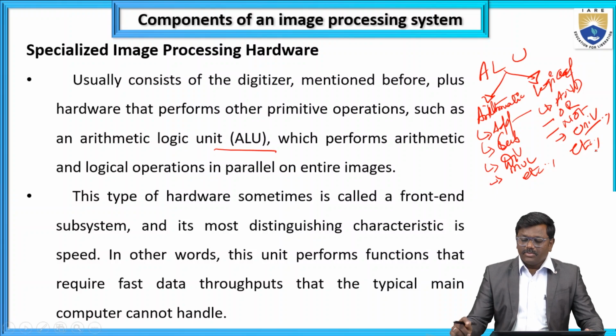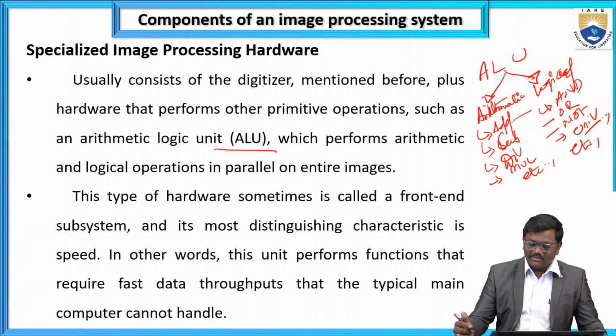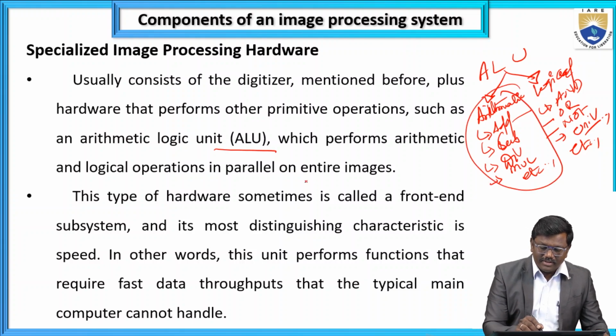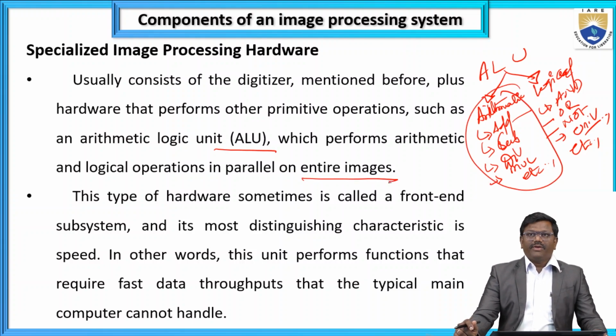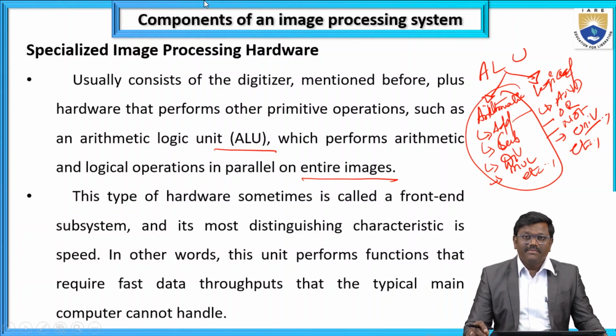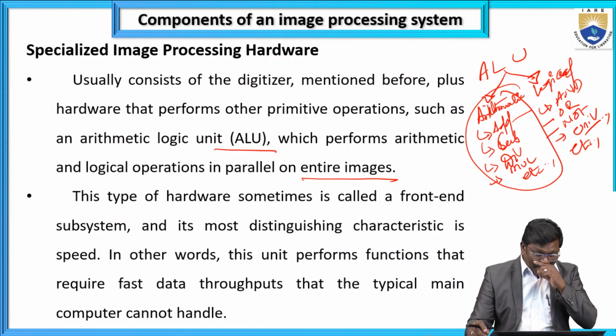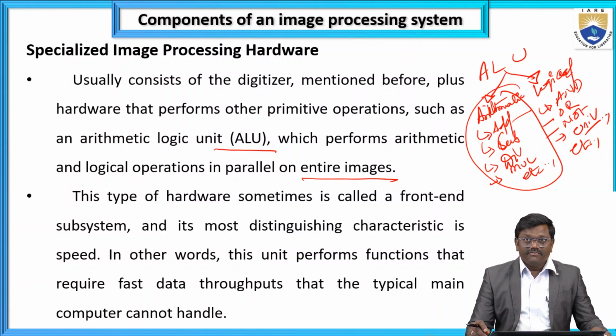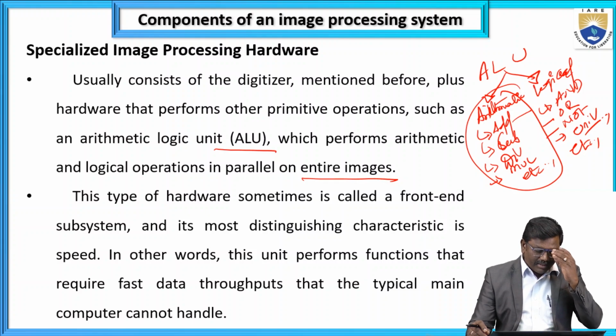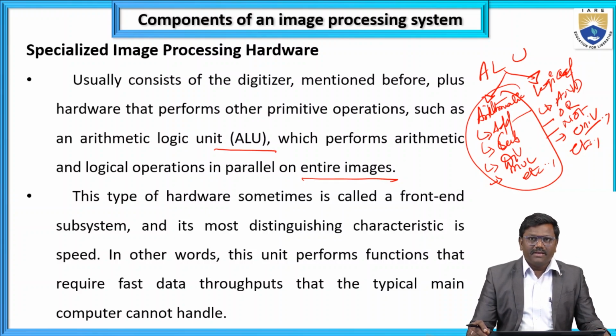So what do we understand from here? The arithmetic and logical unit operations are all performed on the entire image. This type of hardware is sometimes also called a front-end subsystem, and its most distinguishing characteristic is speed. In other words, this unit performs functions that require fast data throughputs that the typical main computer cannot handle. This is one of the important points.